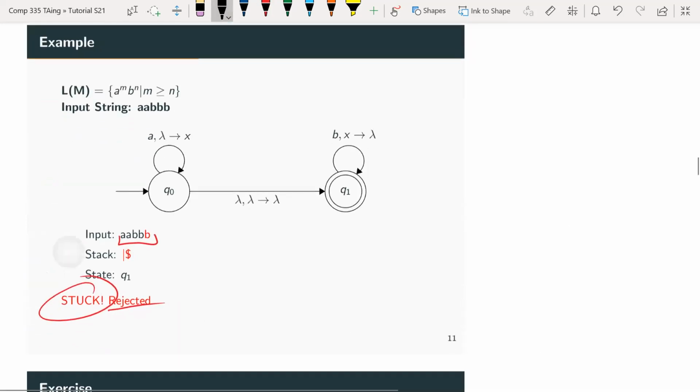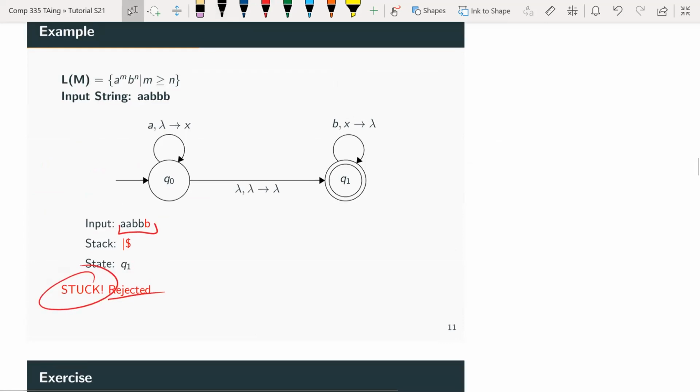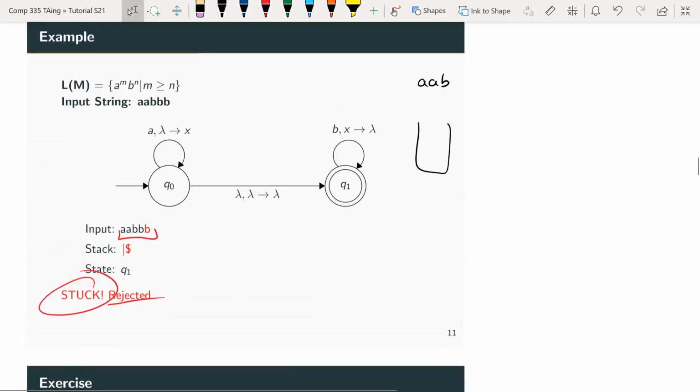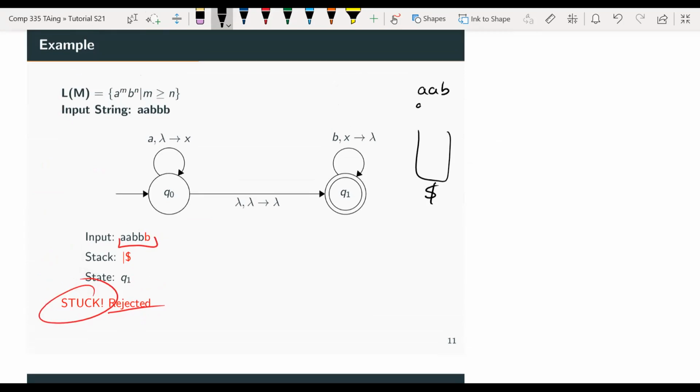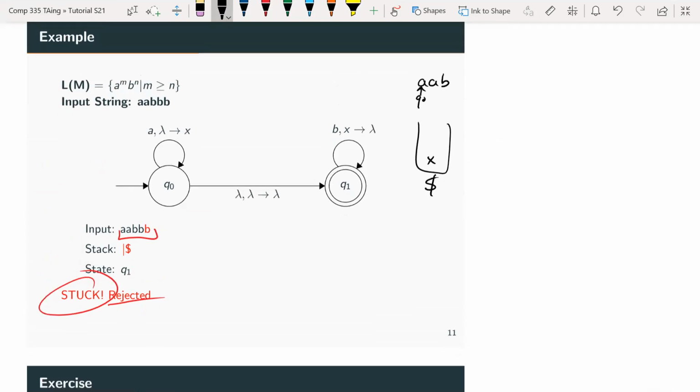And so I don't have an example for when it's accepted, but let me quickly show you one. So let's say I was reading AAB. So this should be an accept, right? Because you have 2 A's and 1 B. So you start with the dollar sign at the bottom of your stack, and you read an A here, so you push an X. Then you go to the next A with Q0, you push another X. Then you go to Q1 with B, you pop your X here with the B, and you're still in Q1, but now you've finished your input.